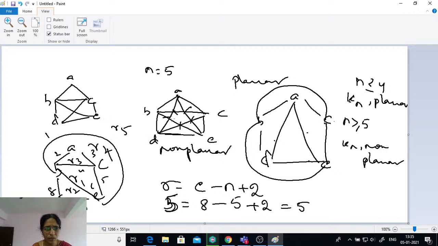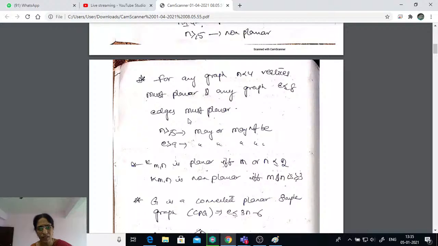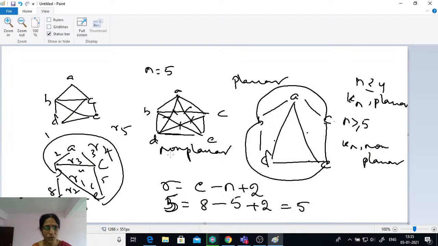That means if this one is missing, what can we do? We can convert, that is, edges greater than 9. Suppose this is the planar graph. Here, how many edges are there? 8. So up to 8 is possible. Suppose we take another one like this. Here, next, suppose like this. So there are 9.